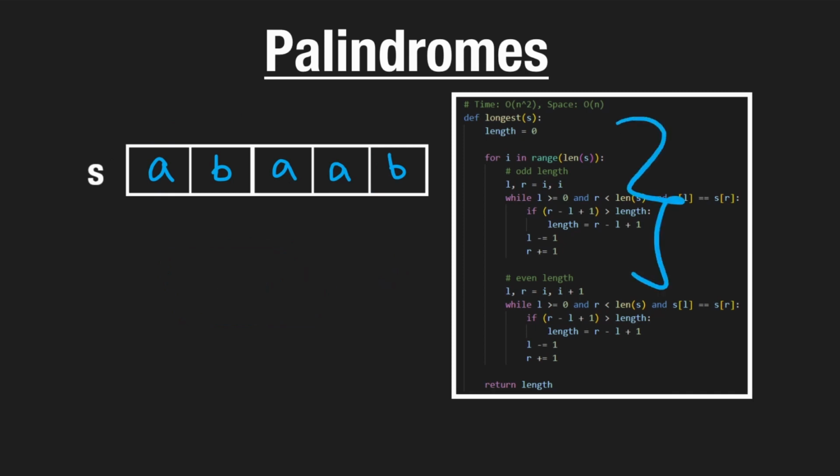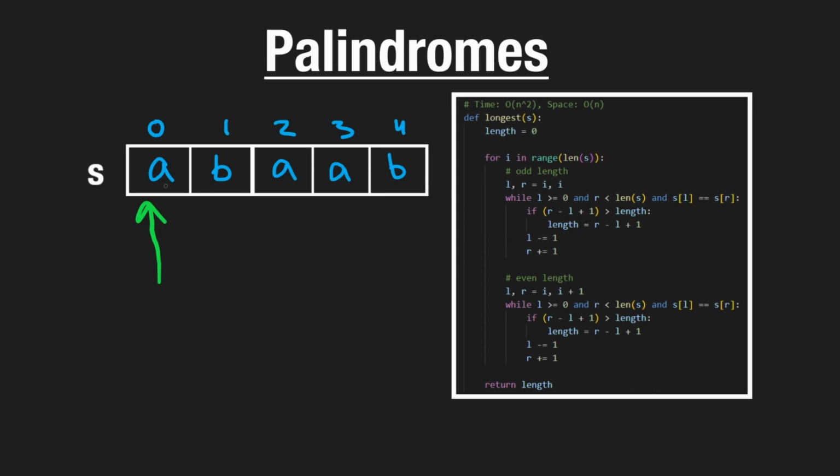Now for the code, given a string s, we initialize the length of the longest palindromic substring as 0. We go through every character in the string. So 0, 1, 2, 3, 4. We know that we kind of have to take a two-phased approach. We have to find the longest palindromic substring of odd length.